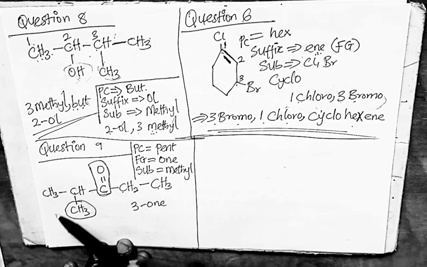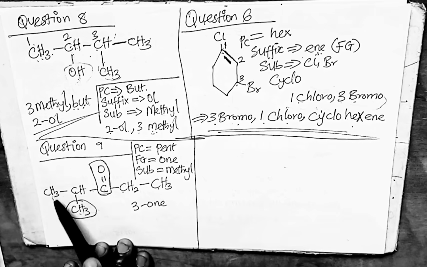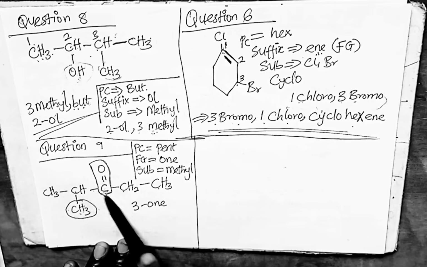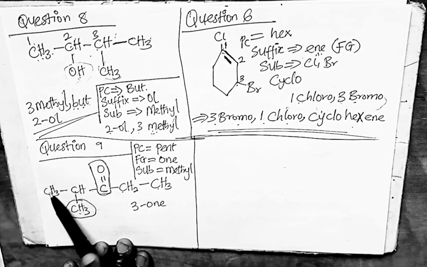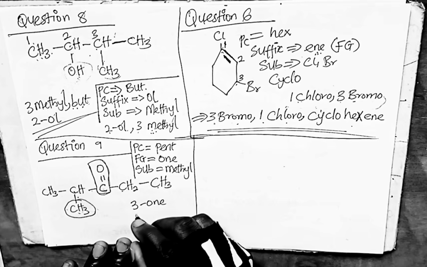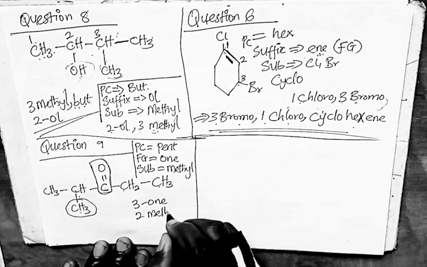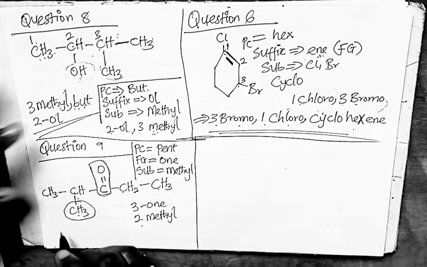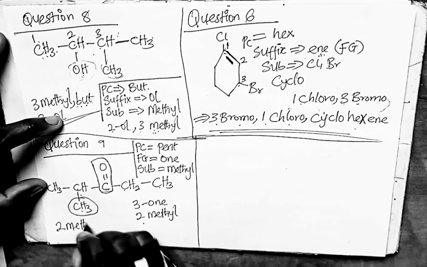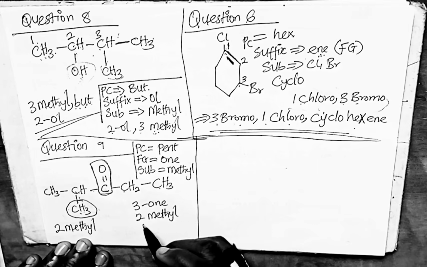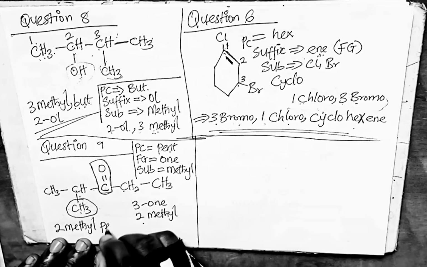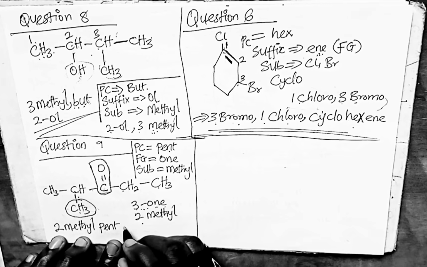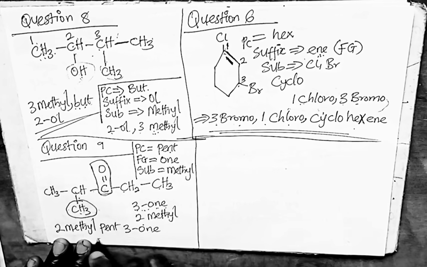Now we number for the substituent. If we number from this side, 1, 2. Remember, it's this side that we are numbering from, because we are numbering to favor this one. So for the second carbon, we put 2 methyl. If we rearrange everything in alphabetical order, we have 2 methyl, 2 methyl, pent, 3 own. So this is the name of this organic compound.